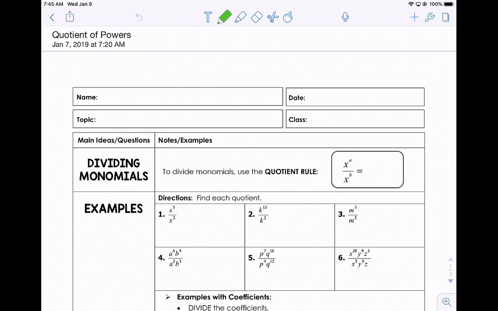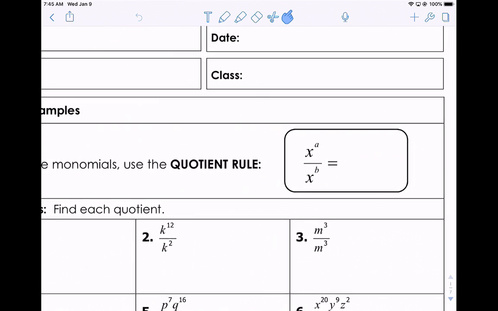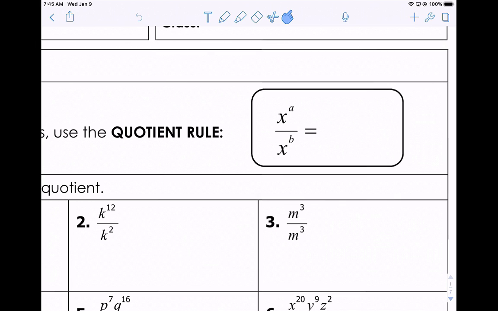Okay, this rule is going to be the quotient rule. Hopefully you remember that quotient means to divide. On your formula chart, it looks a little bit different, but basically it is the same thing. Our quotient rule is when we divide, we actually end up subtracting the exponent. Yesterday we learned when we multiply, we add exponents. So when we divide, we subtract exponents.